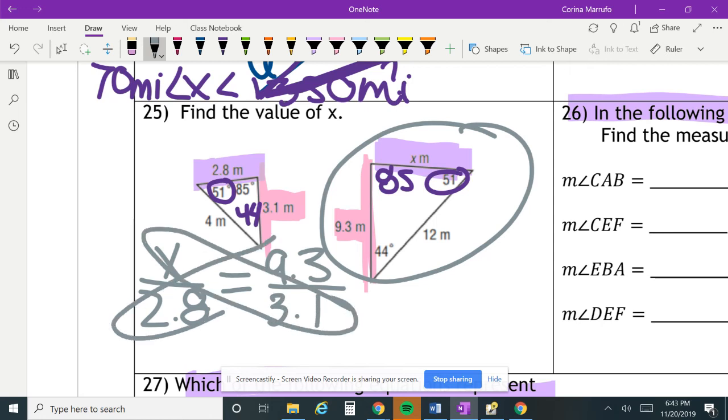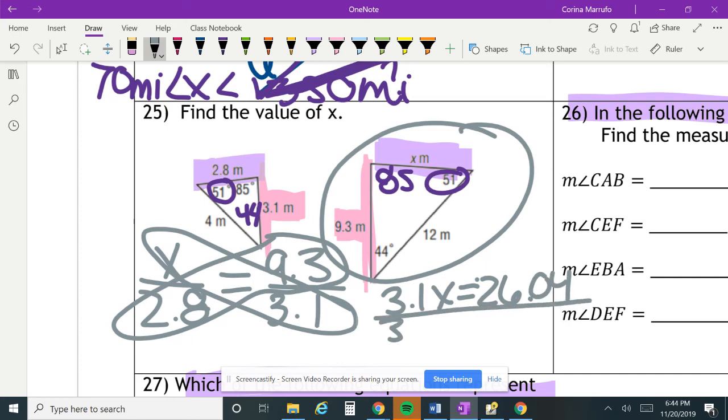And we cross multiply. So we're going to get 3.1x equals, and then 9.3 times 2.8 is 26.04. We divide both sides by 3.1. And that gives us 8.4. So x equals 8.4.